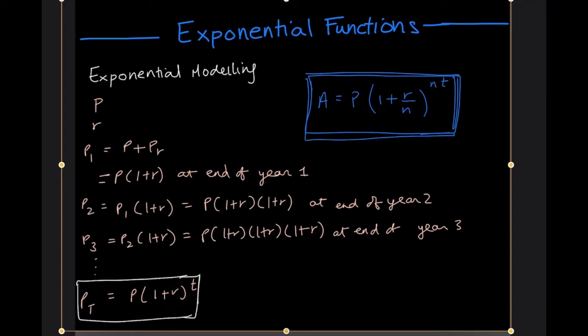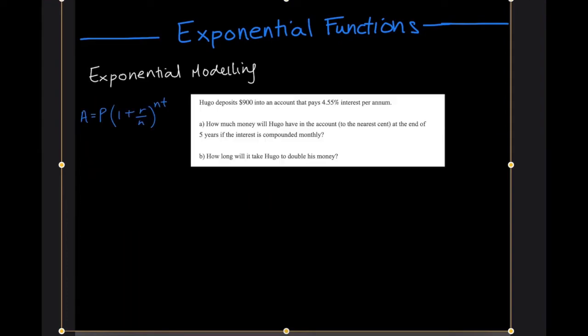And the annual interest rate, R, must be a decimal in this case. We can't leave it as a percentage. So if they give you 9%, you need to write it as 0.09. Okay, let's have a look at this example.